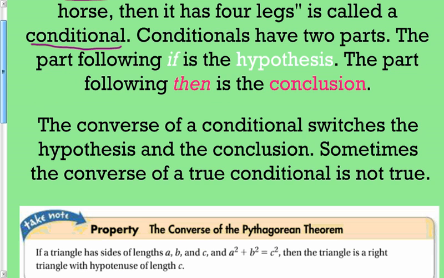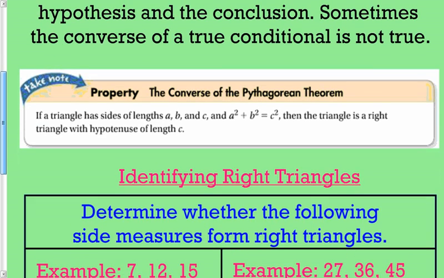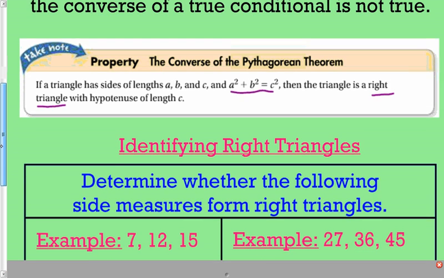All right. So the converse of a conditional switches those 2 around. Sometimes the converse is not true, unfortunately. But in the case of the Pythagorean theorem, we're just switching it around, and now we're saying if a triangle has side lengths of a, b, c, and a squared plus b squared ends up equaling c squared, then the triangle is a right triangle with the hypotenuse of c. So we can plug in for a squared and b squared and c squared if we have three side lengths of a triangle and determine if it's going to be a right triangle or not.